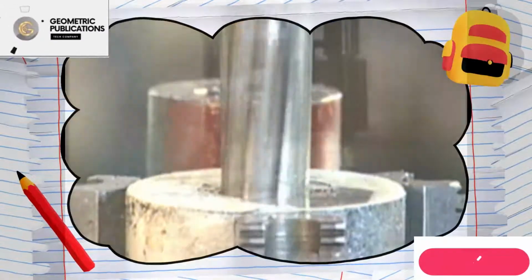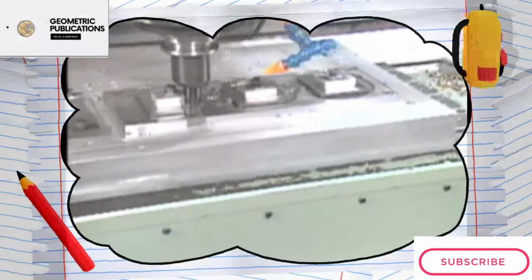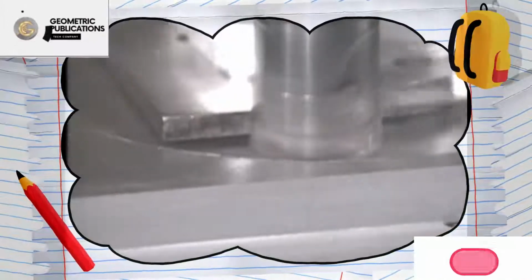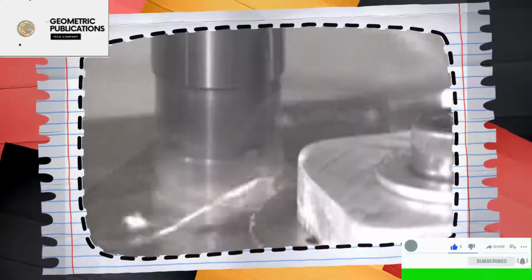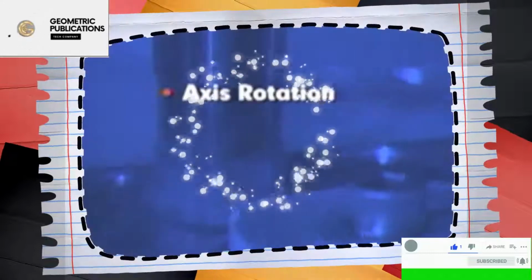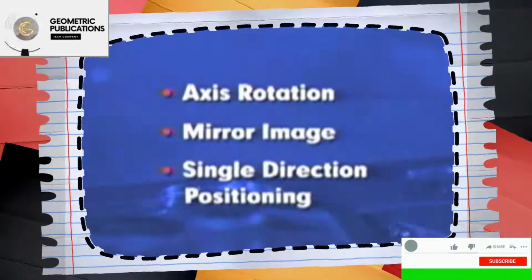reaming, tapping, and boring. Many CNC controls also have special features designed to easily manipulate programmed motion commands. These motion commands include axis rotation, mirror image, and single direction positioning.